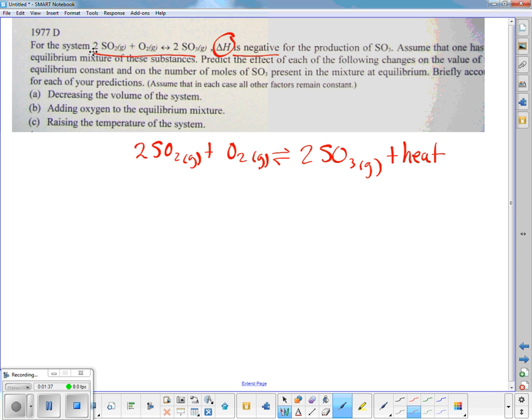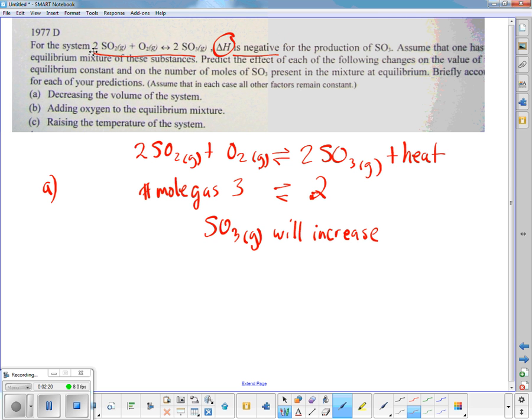Okay, so A is all about the volume of the system. If I'm decreasing the volume, then that has to do with the number of moles. So the number of moles of gas on the reactant side are how many? Three. So 2 plus 1 is 3. How about on the product side? 2. So I can show really quick that the number of moles of gas is going to be different. And I can say SO3 gas will increase.